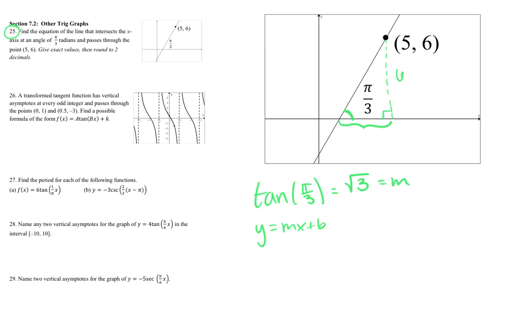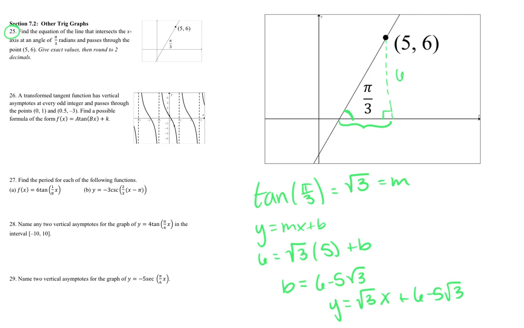And so if we use this point, we can say 6 equals square root of 3 times 5 plus b. Solving that for b, we get b is equal to 6 minus 5 times the square root of 3. And then if we were to put that back into our equation, we have y equals square root of 3 x plus 6 minus 5 square root of 3. And that will be our equation.